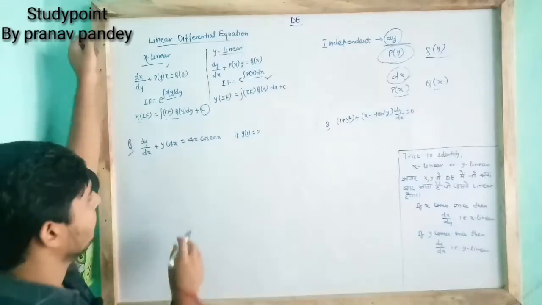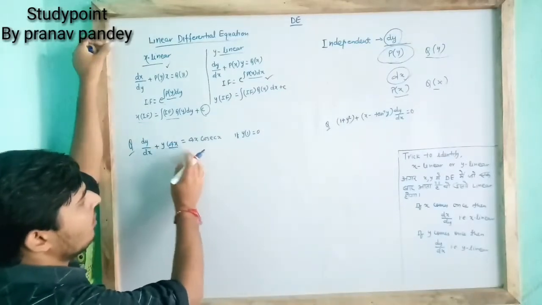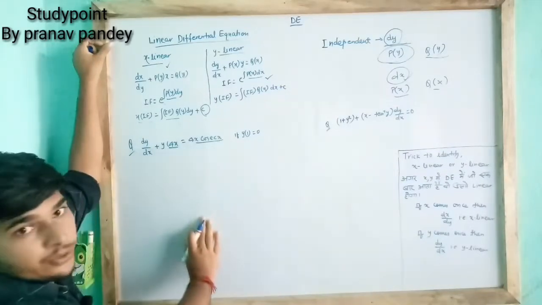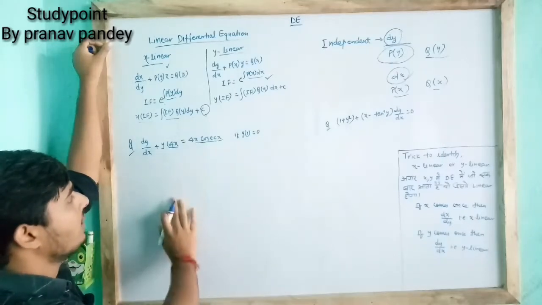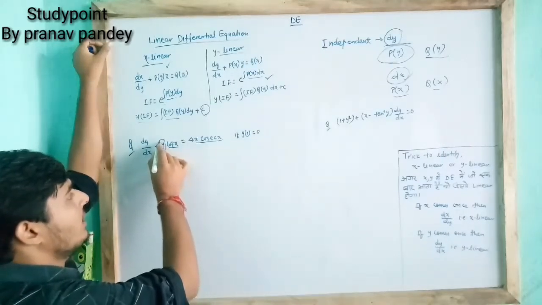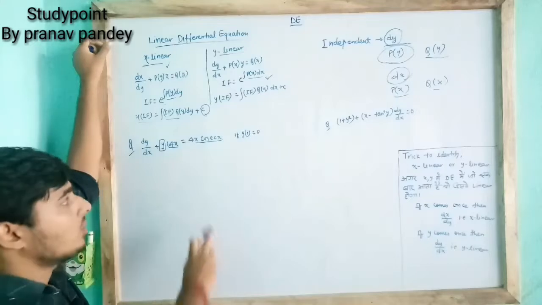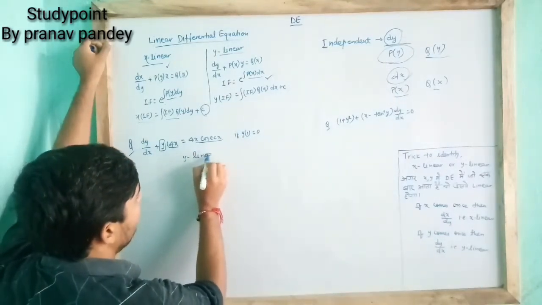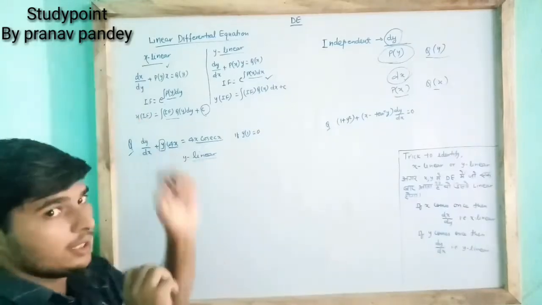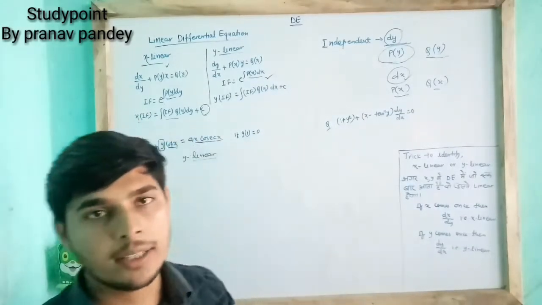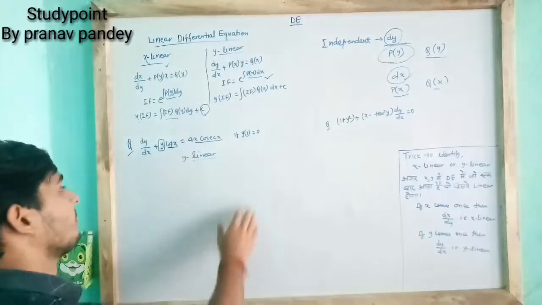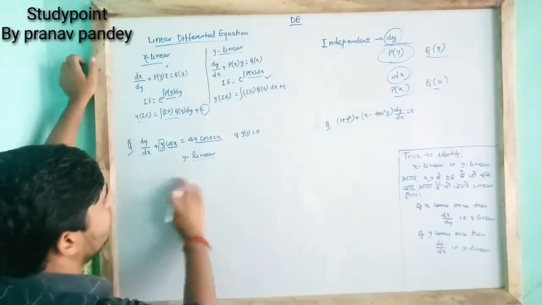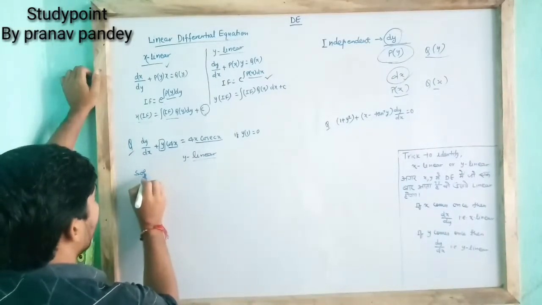So in this question we can see here the term of x is coming 3 times. You can see here, but the term of y is coming only once. So it is a y linear equation. This is a better trick to recognize whether it is y linear differential equation or x linear differential equation. So now we will solve it. To solve, what we will do?